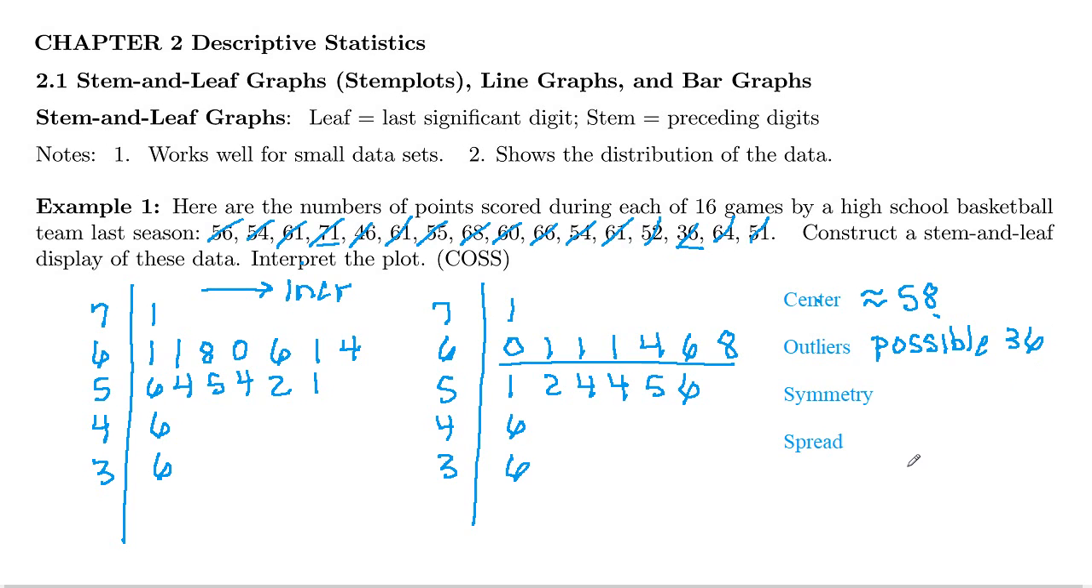Symmetry. So think of this as a frequency distribution. It's kind of tipped on its side here. And I'm going to draw the curve that would go across the top of this. And you can see that it is fairly symmetric here. If this 6 was missing, it would be almost dead symmetry here. So for symmetry, this is a fairly symmetric distribution.